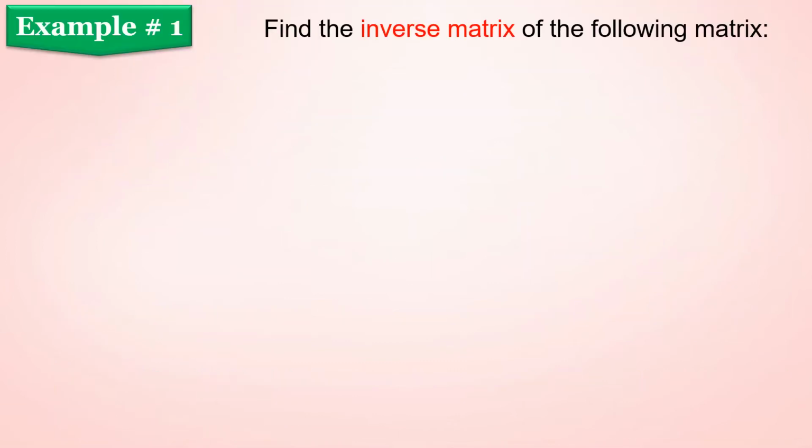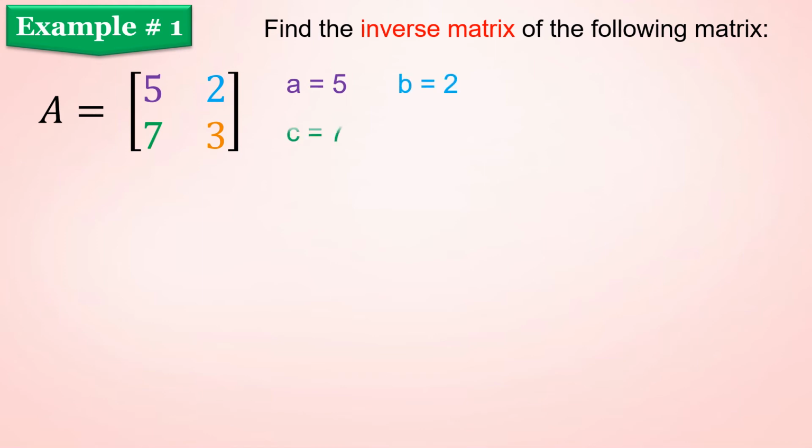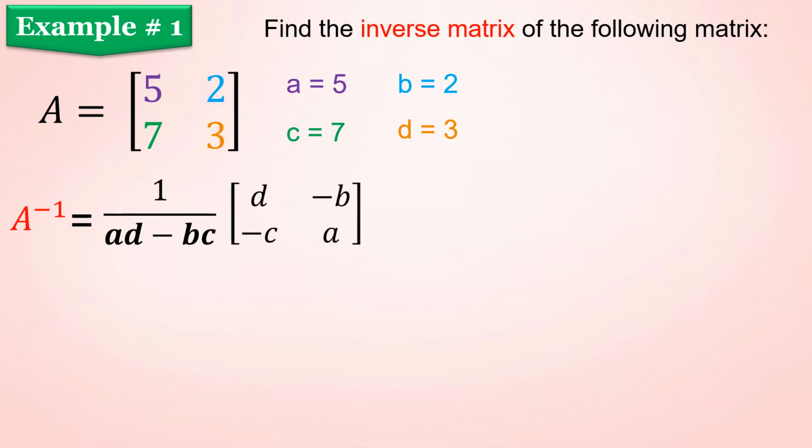Now let us have example number 1. Let us find the inverse matrix of the following matrix. So given that matrix A is equal to 5, 2, 7, 3, first we are going to identify our A, B, C, D. It is very important to identify so that we can substitute it properly later on. So A equals 5, B equals 2, C equals 7, and D equals 3.